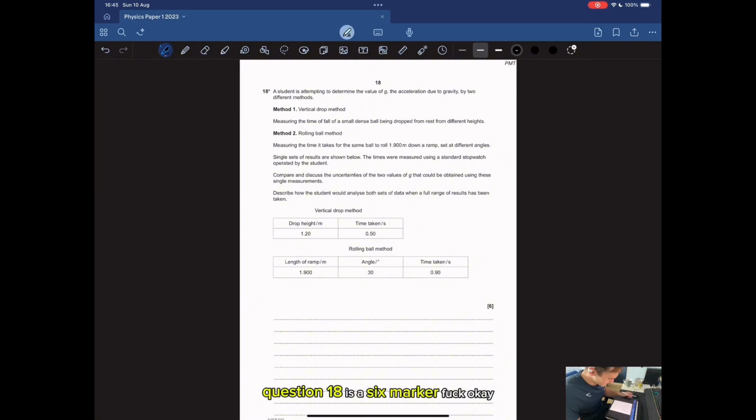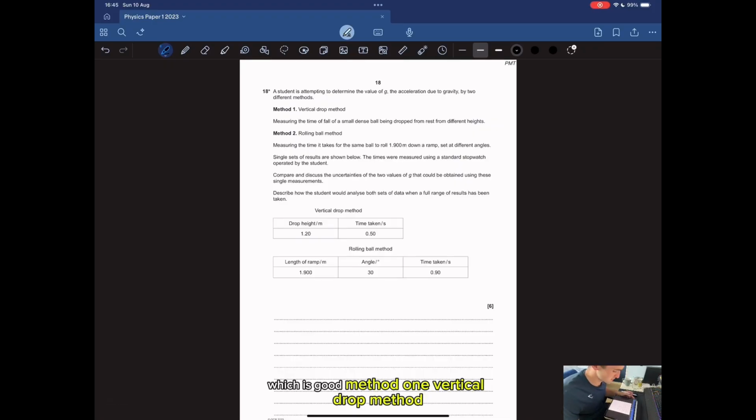Question 18 is a 6 marker. Okay, it's only gravity though, which is good. Method 1, vertical drop method. So we're just going to drop the ball and get the height from different heights. Rolling ball method: roll it down a 1.9 meter ramp, set different angles. Single sets are shown. The time was measured using a standard stopwatch operated by the student. So we're going to compare and discuss the uncertainties of the two g values, and then describe how the student analyzes both sets of data.